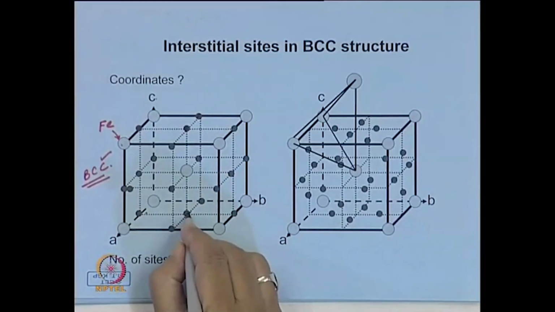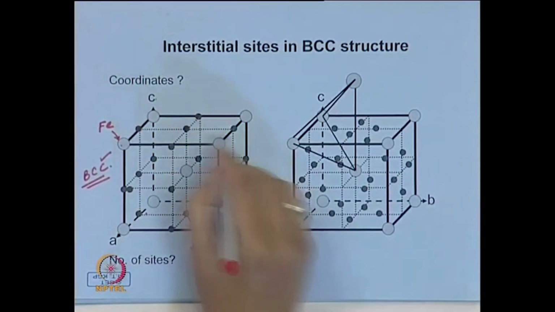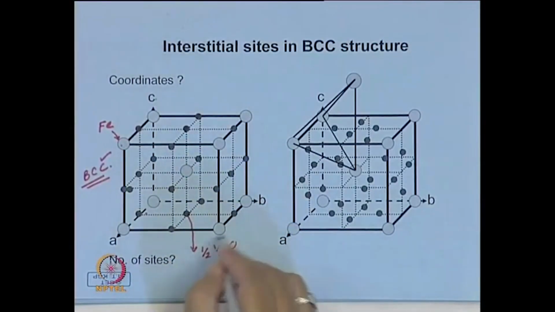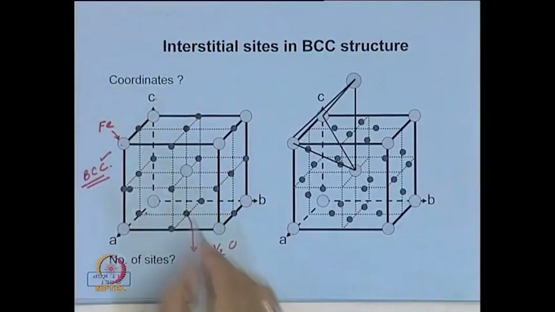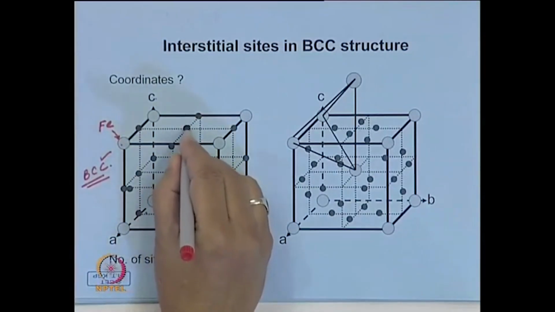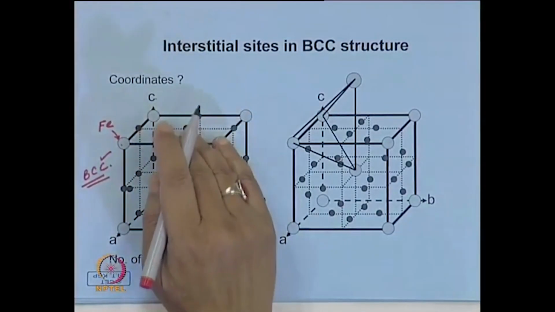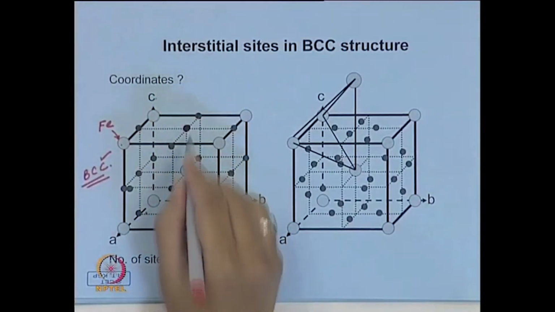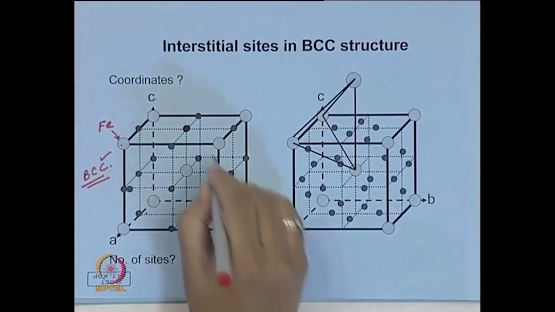So, particularly this point is half, half, 0. Each of these face centered points, you can say, is half, half, 0. And how many faces are there? A cube contains 6 faces. Now, each of these face centered points will be shared by another neighboring unit cell. So, the contribution of these 6 is 6 times half.